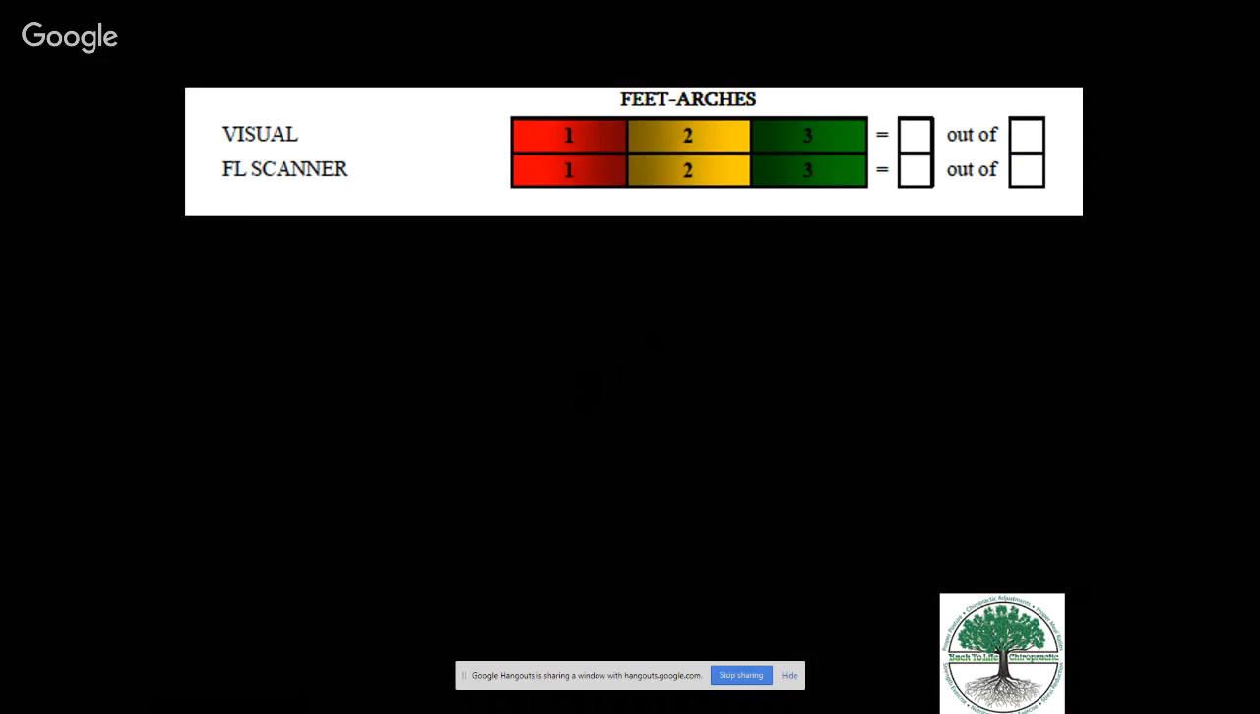So we stopped off last time at pulse wave, and now we are going to feet and arches. So let me start with the timer.